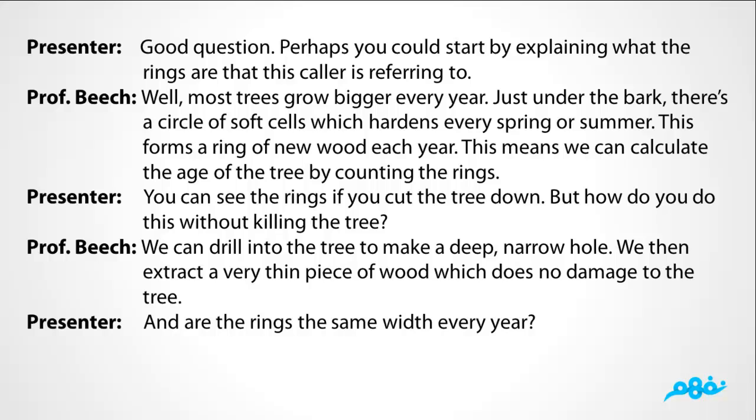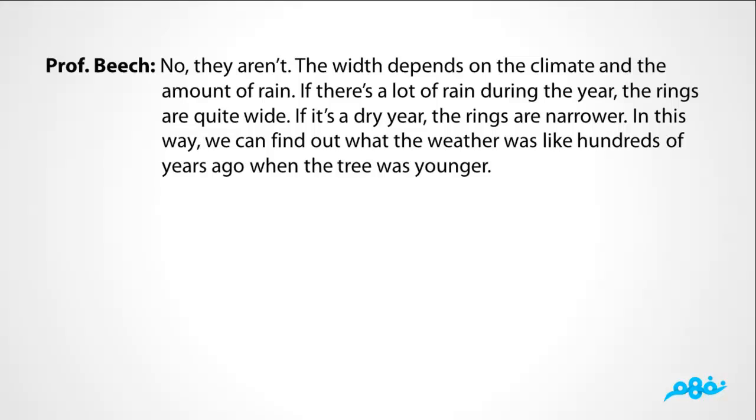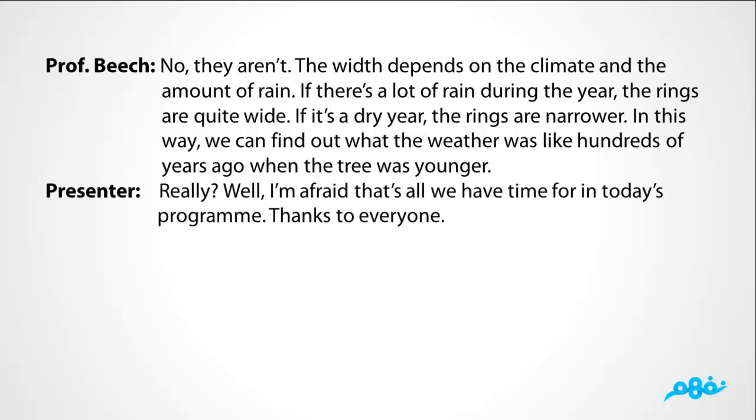And are the rings the same width every year? No, they aren't. The width depends on the climate and the amount of rain. If there is a lot of rain during the year, the rings are quite wide. If it's a dry year, the rings are narrower. In this way, we can find out what the weather was like hundreds of years ago when the tree was younger. Really? Well, I'm afraid that's all we have time for in today's program. Thanks to everyone.